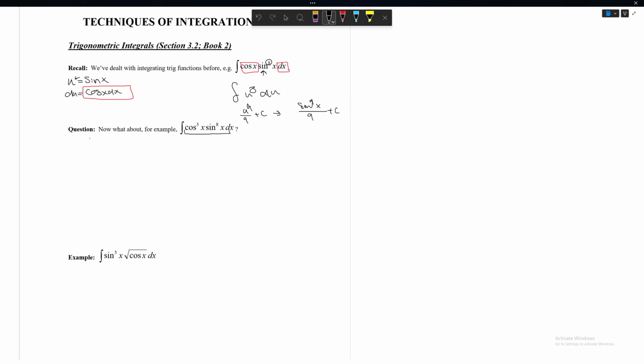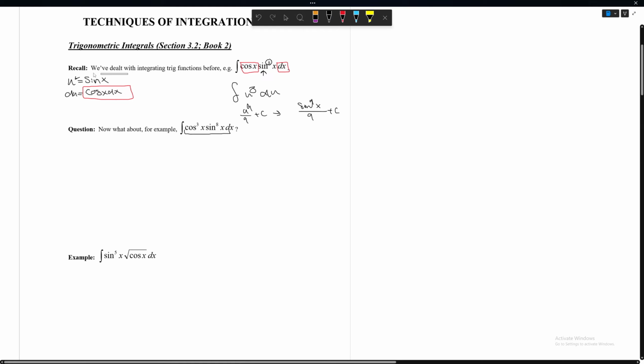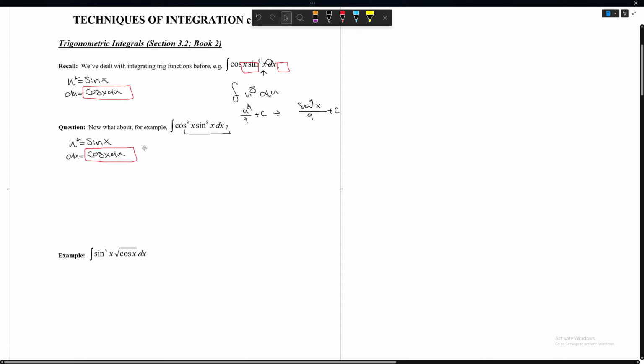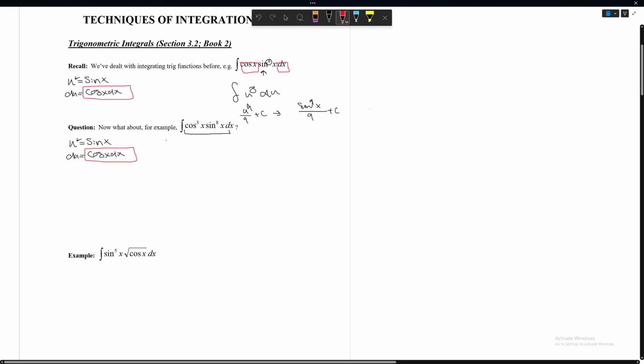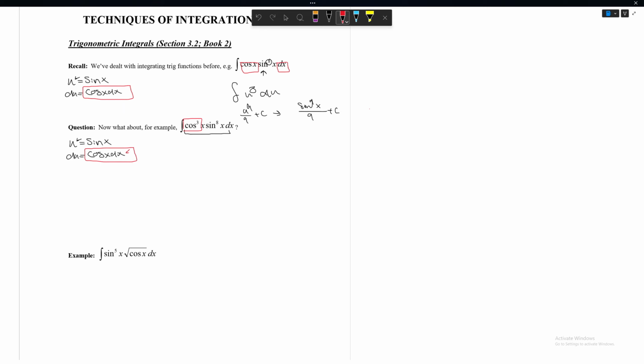But now what happens if you get something like this? You can't really u sub this, because as we can see up here, if we were to use the same method we used here, what will happen is that this cos will not be fully covered by this, and that's a problem that you can't really deal with when it comes to u sub. So what can you do?